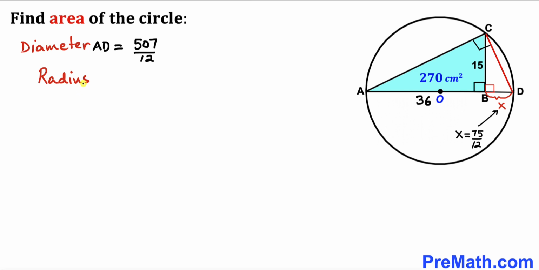So the radius r, lowercase r, of this circle is going to be half of this diameter. So we are going to divide this fraction by 2. Therefore our radius r is going to become 507 divided by 24 centimeter.